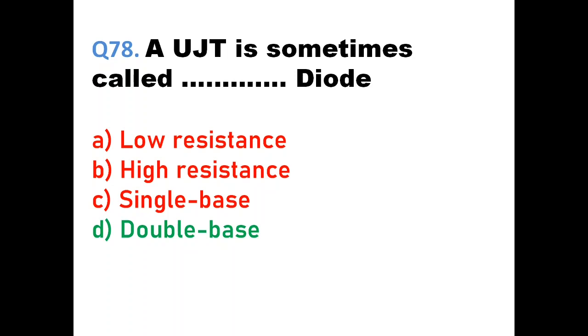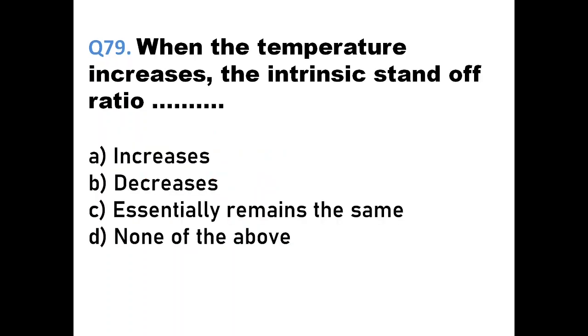Okay. Then we'll go to the next question, question number 79. When the temperature increases, what will happen to the intrinsic standoff ratio? Will it increase, decrease, remain the same, or none of the above? Now if you remember, the intrinsic standoff ratio of a UJT is the ratio of the resistance of base 1 upon resistance of base 1 plus base 2, that is RB1 upon RBB. So it's a ratio of resistance.